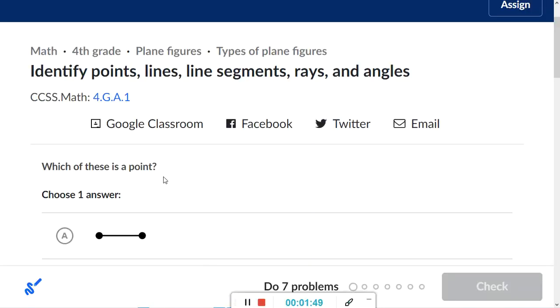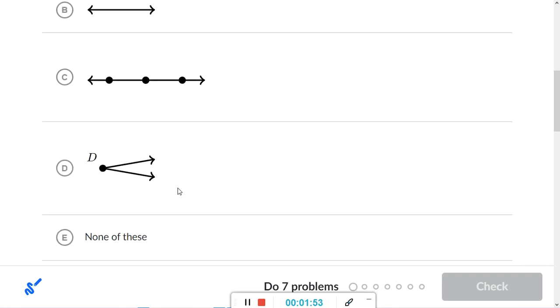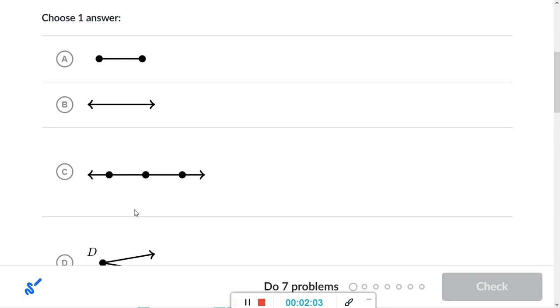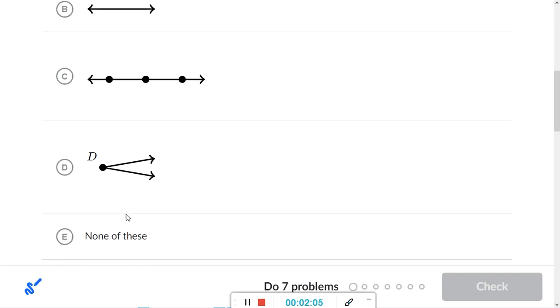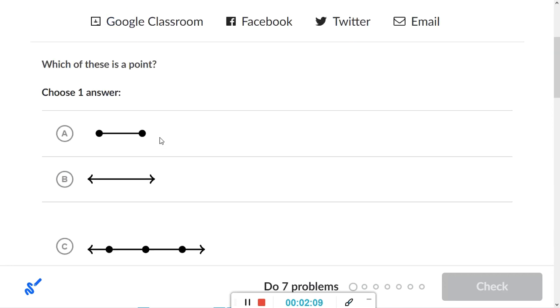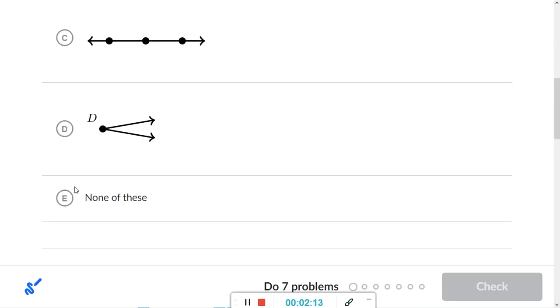Okay, so it says which of these is a point? Choose one answer. Okay, and a point would be if it were just one dot like this. Okay, but this one's a segment, this is a line, this is a line. Okay, those are two rays. So none of these are a point. Okay, it would have to be just one dot in order to be a point. So it's none of these.